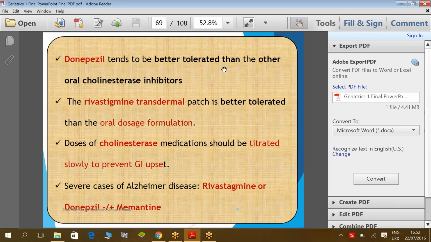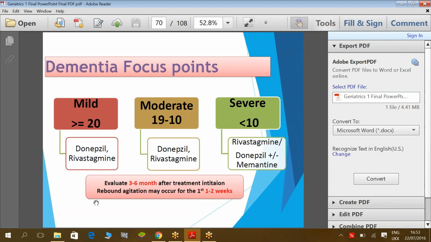Donepezil tends to be better tolerated than other cholinesterase inhibitors. The rivastigmine patch is better tolerated than the oral. Doses of cholinesterase inhibitors should be titrated, and in severe cases, rivastigmine or donepezil plus or minus memantine. This is just a summary for the dementia focus points. You have the mild, the moderate, and then the severe.